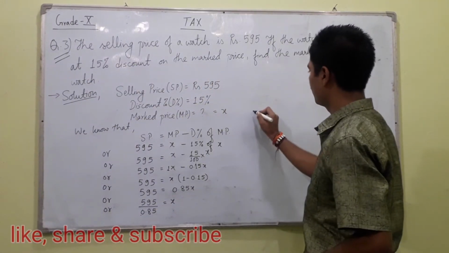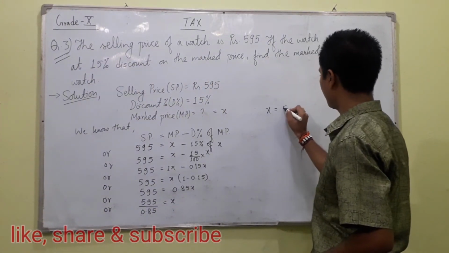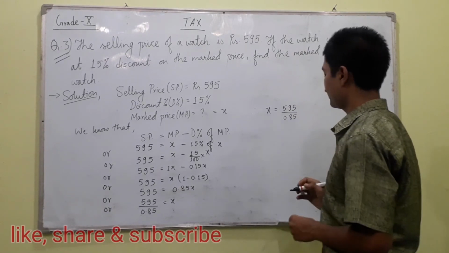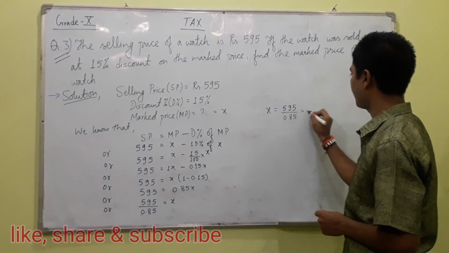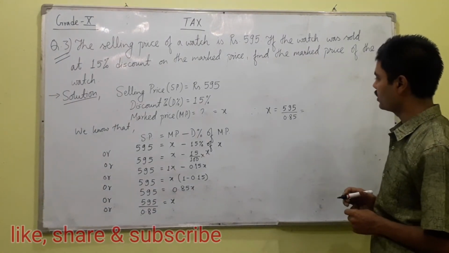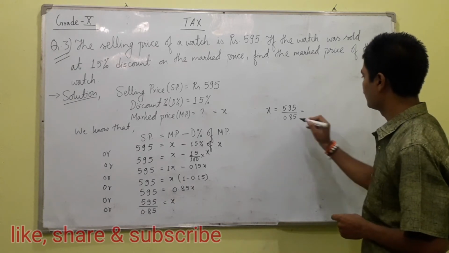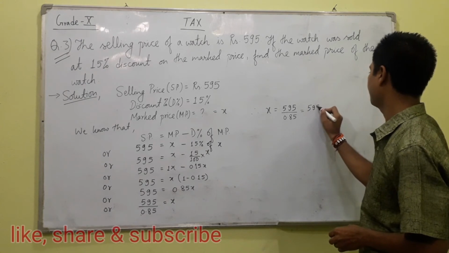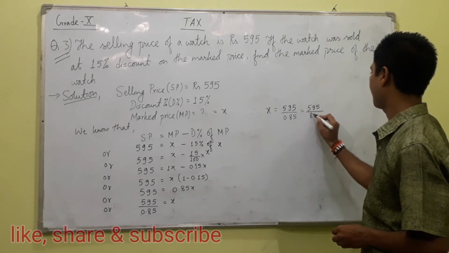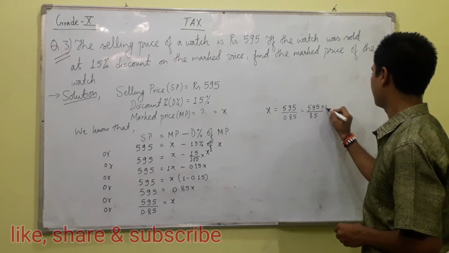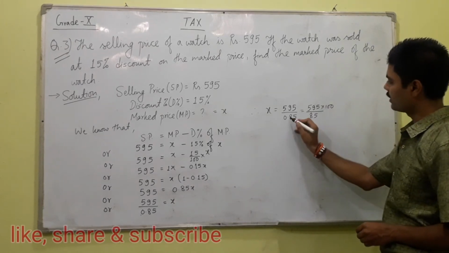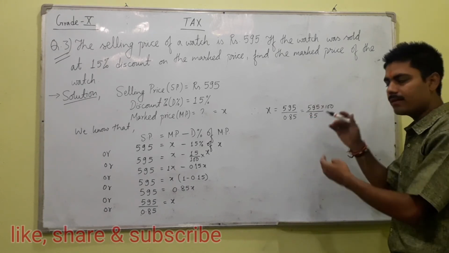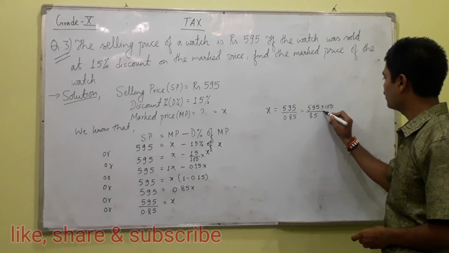Now, therefore, X is equal to 595 divided by 0.85. You can use your calculator and find the value of X, but I am going to solve this without using the calculator. 595 upon 85 into 100, because if I remove the decimal position, then I have to put an equal number of tens in the numerator also.